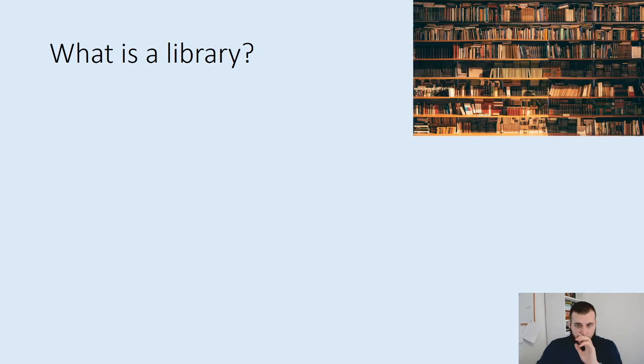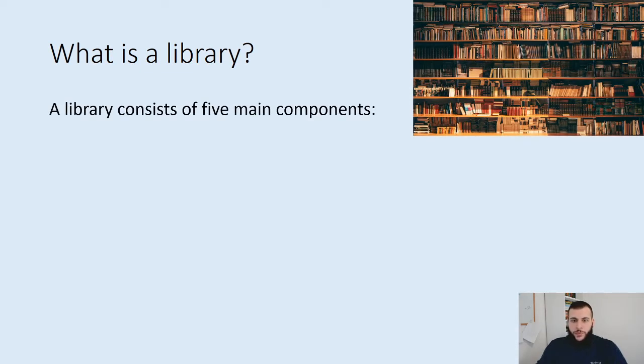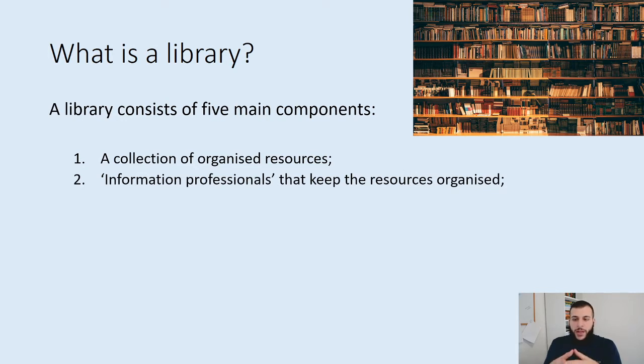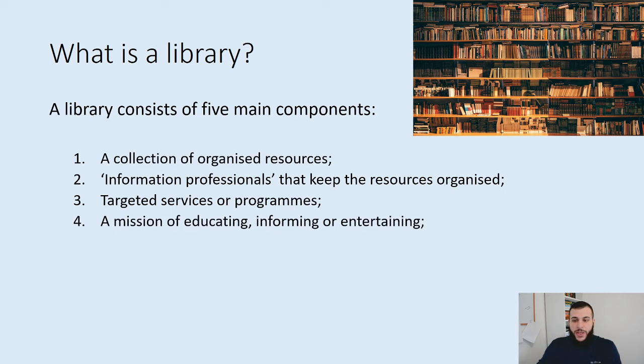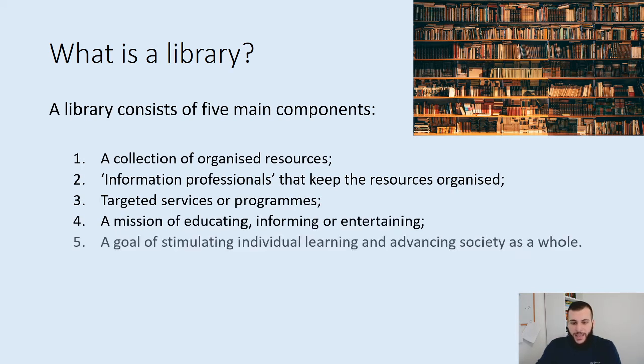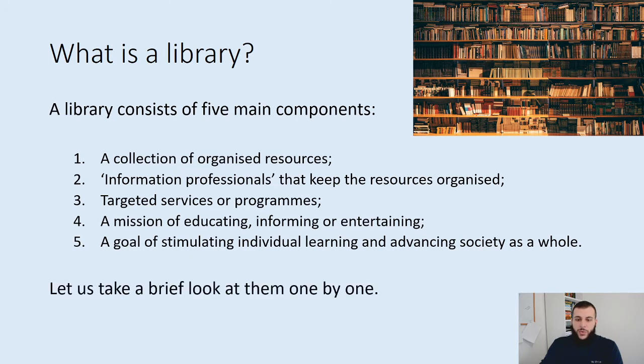So first thing is then, what is a library? Now this might seem a little bit trivial, but there are actually 5 main components for a library. The first one is the most obvious, which is the collection of organized resources. However, libraries also have information professionals, and these keep the resources organized. They also have targeted services or programs. They also have a mission of educating, informing, and entertaining. And finally, they have a goal of stimulating individual learning and advancing society as a whole. So in your workshop, you'll be exploring all these 5 different areas in a lot more detail.